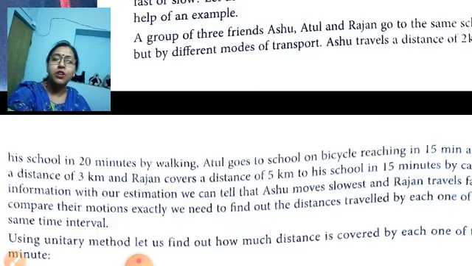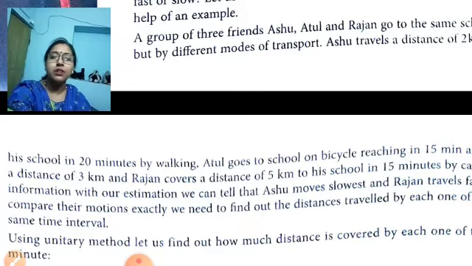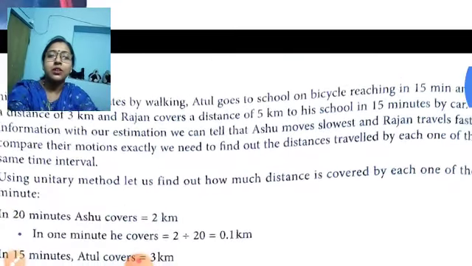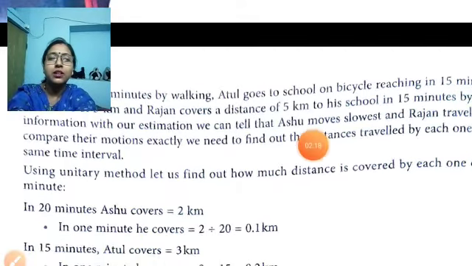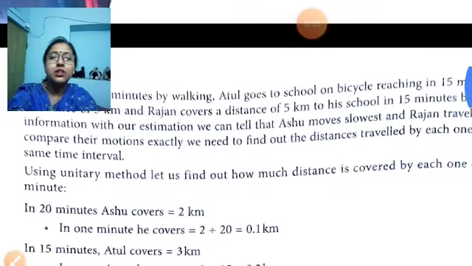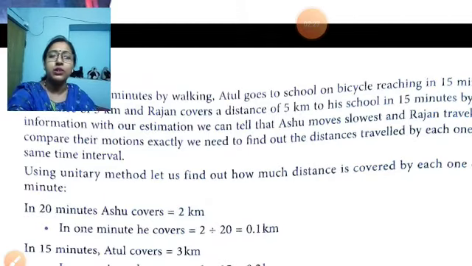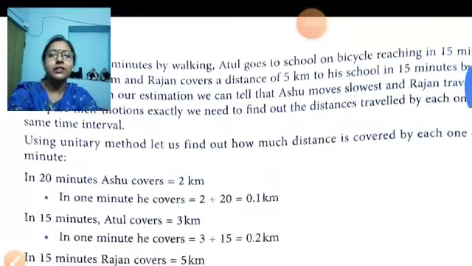So from the above information we can say that Ashu is moving slower and Rajan is moving faster. But if we have to compare their motion exactly, we need to find the distance traveled by each one of them in the same time interval. So using the unitary method, let us find the distance covered by each one in a single minute. The unitary method is a method in which a single unit is determined from the given unit. Here we have to determine only the distance. Let us see with the help of an example.